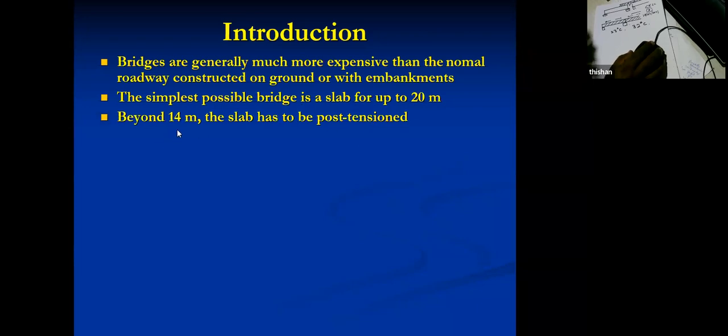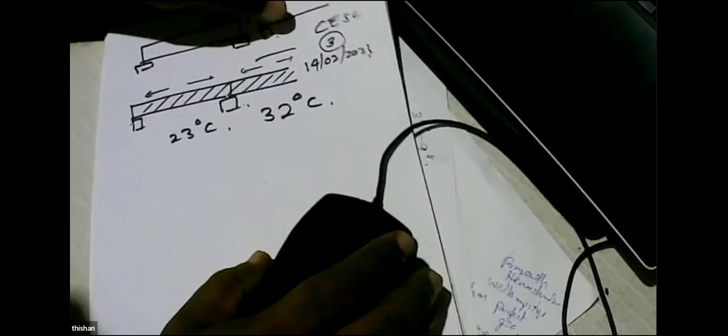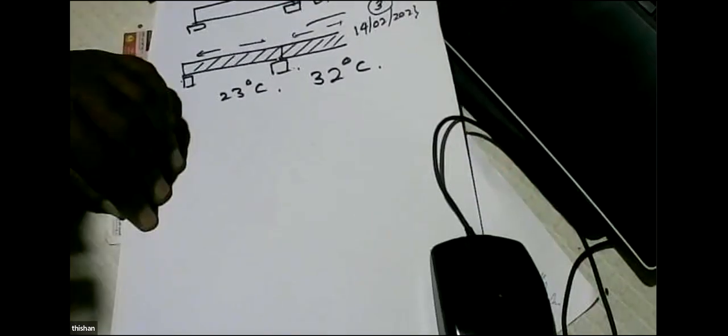And the simplest possible bridge is a slab bridge up to 20 meters. And generally, if the span is more than 14 meters, it can be post-tensioned. So I can tell you something that happened in France.